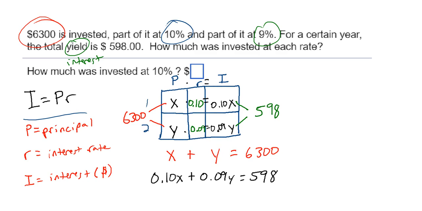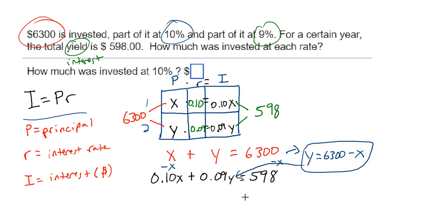So we get a system of equations pretty similar to our last example, and I think we should just solve it in a very similar way. We'll use the substitution method. So I'll subtract X to the other side. I get Y is equal to 6,300 minus X. I'm going to plug that into the bottom equation for Y.